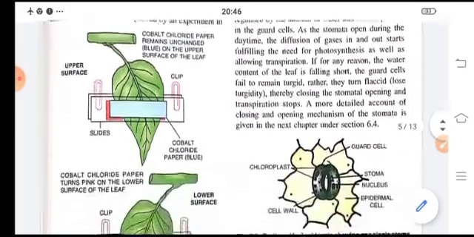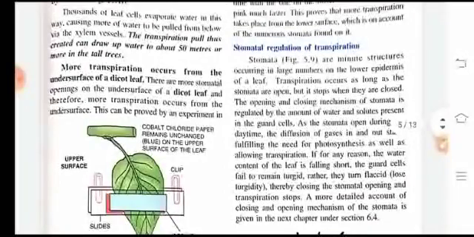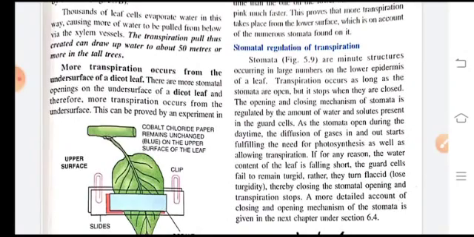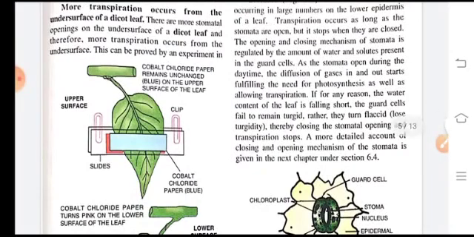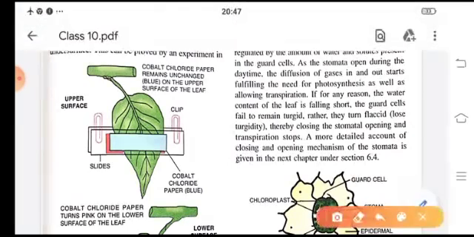So here is the stomatal regulation of transpiration. You know that stomata are minute structures and they are larger in number in the lower epidermis of the leaf. Now transpiration occurs during the daytime, and it stops during the night time. The opening and closing of stomata are regulated by the amount of water and salts present in the guard cells. As the stomata open during the daytime, the diffusion of gases takes place in and out, and it fulfills the need for photosynthesis, as well as allows the transpiration process.